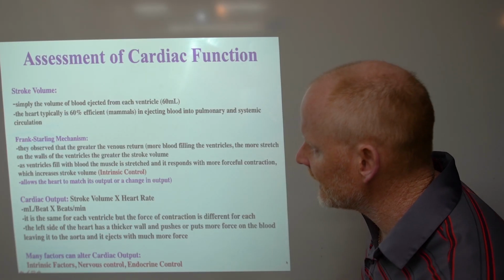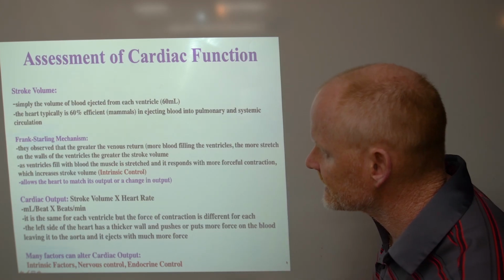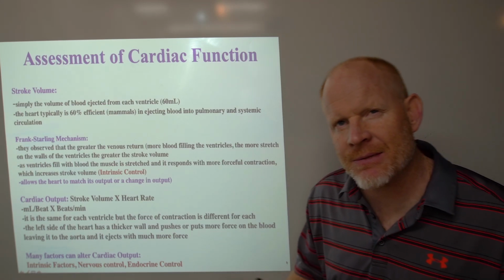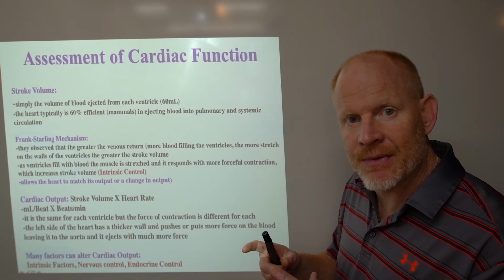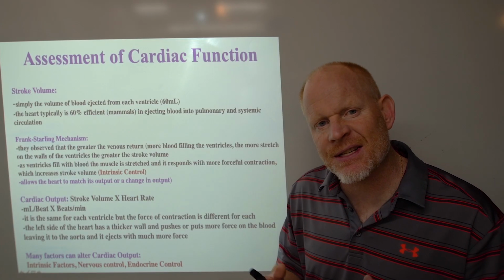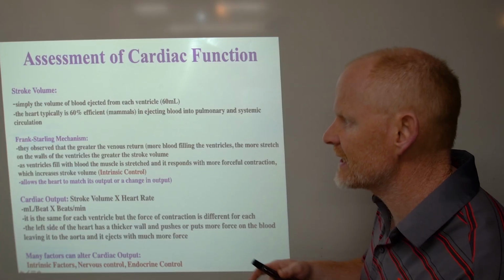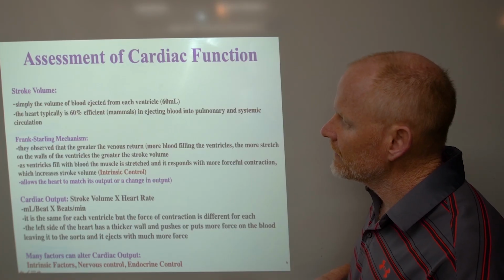Now understanding that allows us to start to talk about cardiac assessment. You can assess the heart and how much blood it's moving per beat and per minute. The ejection of about 60 to 70 mils per heartbeat is called stroke volume. The heart is typically in the mammal about 60% efficient as far as ejecting blood. That means you never can empty it. Some blood remains in the heart.